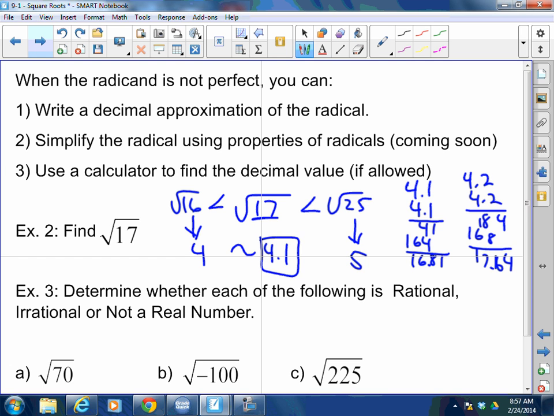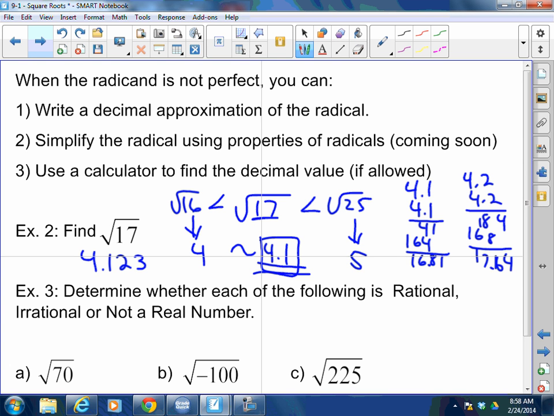Okay? Now, somebody put that in your calculator. Please. What are you going to get? What is it? 4.123, yeah. So 4.1 is a pretty darn good estimate, isn't it? Nice, you see that? You with me there? So now you know how the calculator gets it.